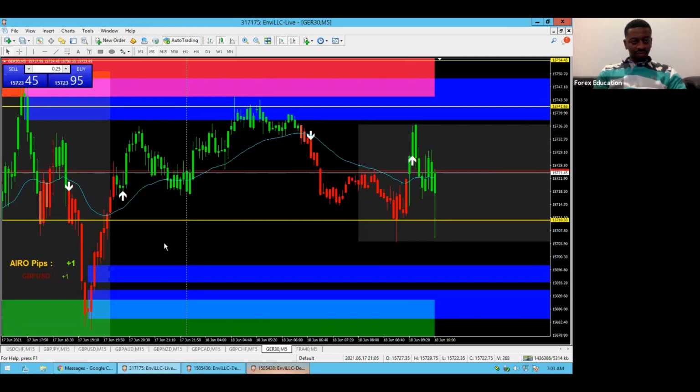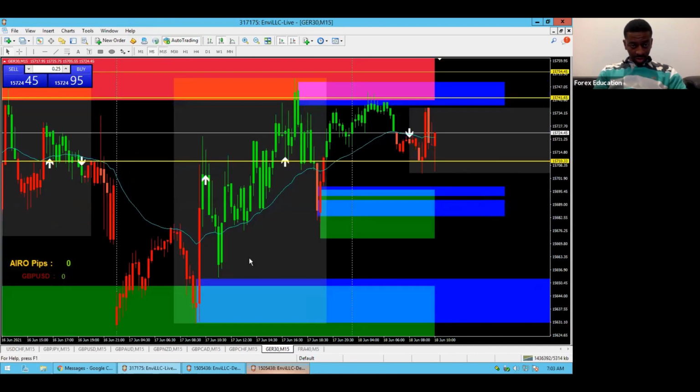This is the M5. Is there anything on the 15 that would give me a cleaner insight of where it might be?